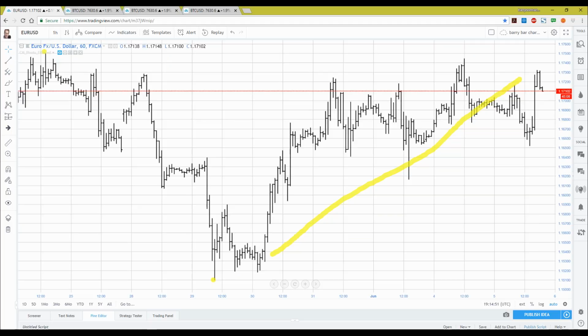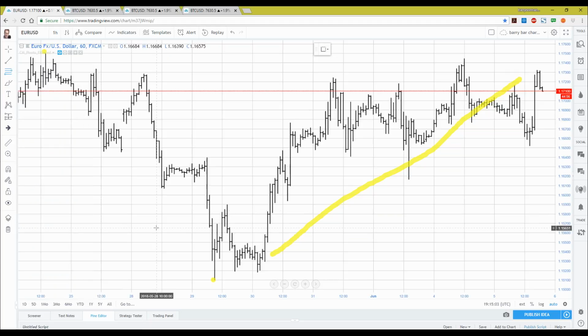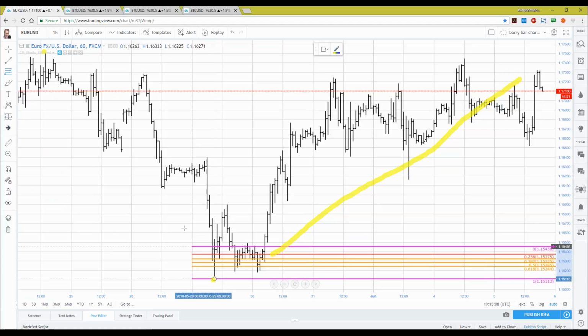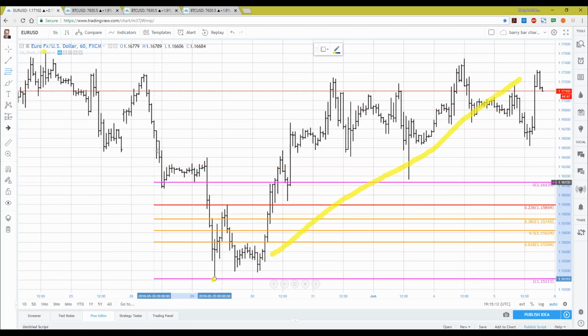We want to then locate our Fibonacci tool, which we locate here, and all the charts will give you some wording to locate them. And we want to pull them from the swing low to the swing high point that we designated before.